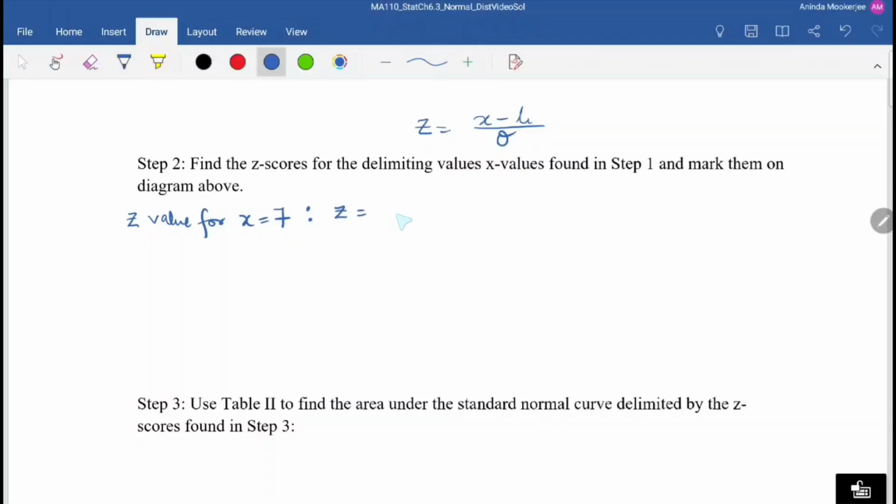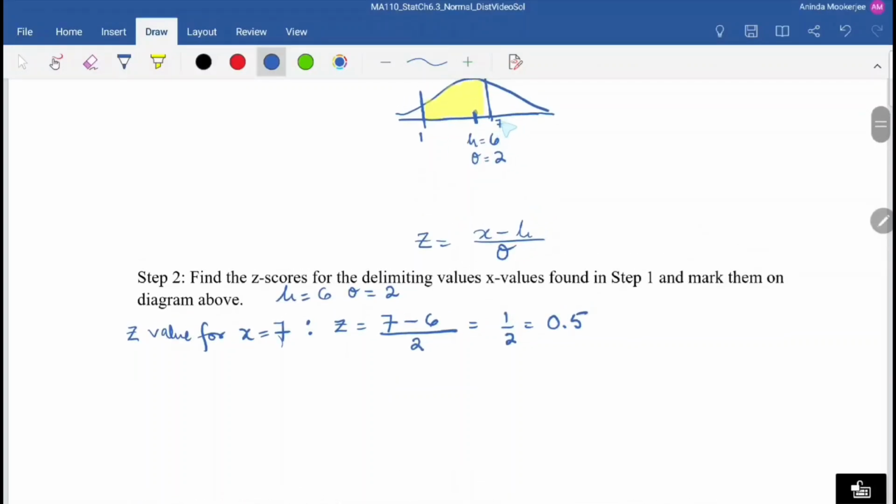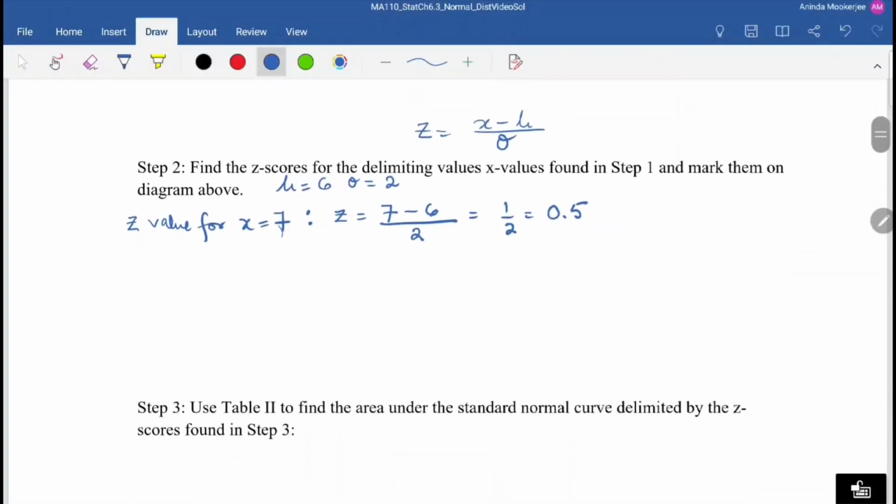Z will be equal to X is 7. What was mu? Mu was 6 and standard deviation was 2, correct? So 7 minus 6 divided by 2 is 1/2, or 0.5. Now we also have to find the Z value for X equals 1, correct? We found the Z value for X equals 7. We'll find it for 1 now.